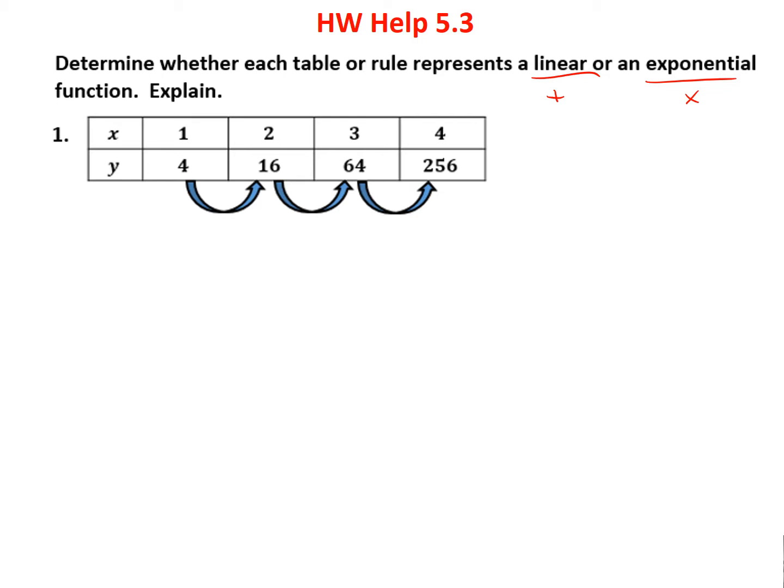Now, if you'll notice this one here, if I were looking at just the differences, 16 minus 4 is plus 12. But when I move over to the next one, 64 minus 16 is plus 48. And then the difference for the next one, 256 minus 64, is plus 192. So you notice right away that this is not linear. If it were linear, it would be add 12, add 12, add 12.